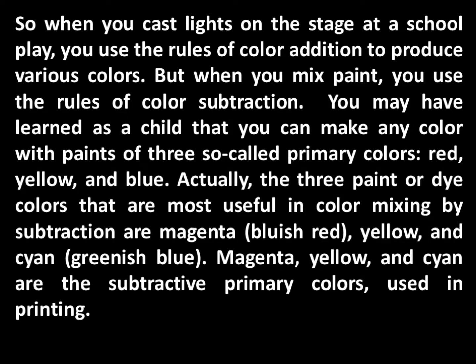When you cast lights on a stage at the school play, you use the rules of color addition to produce various colors. But when you mix paint, you use the rules of color subtraction. You may have learned as a child that you can make any color with paints of three so-called primary colors: red, yellow, and blue. Actually, the three paint or dye colors that are most useful in color mixing by subtraction are magenta, blue-red, yellow, and cyan, greenish-blue. Magenta, yellow, and cyan are the subtractive primary colors used in printing, as opposed to the additive primary colors red, blue, and green.